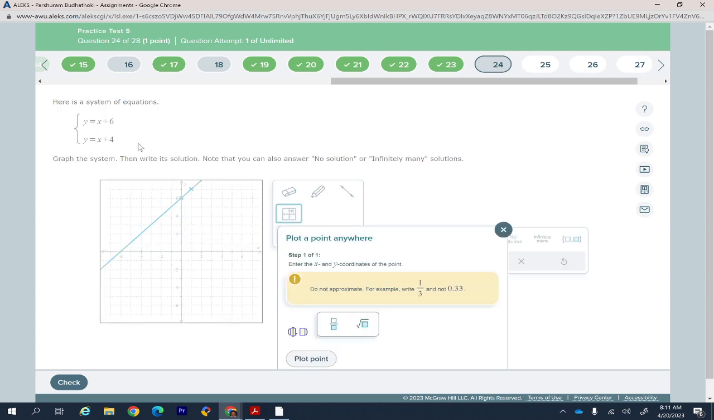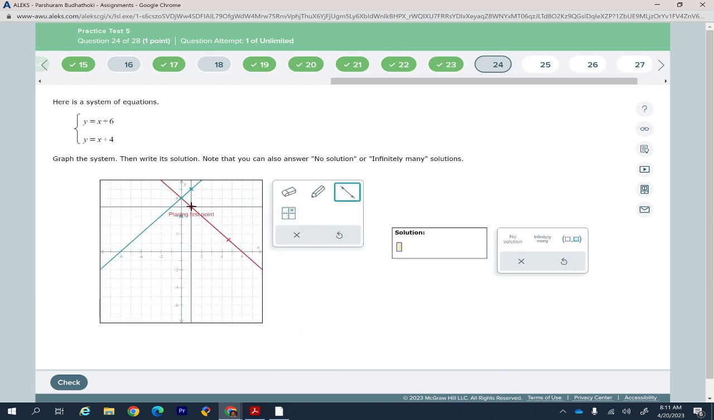Okay, for the second one, when x is 0, the y is 4. I'm just putting x equals 0 here, and by using this second formula I can find the y. And when x is, let's say, 1, y is again 5, so I can just join these 2 points. Do you see any point of intersection here? The solution is no solution because both of them are parallel lines.